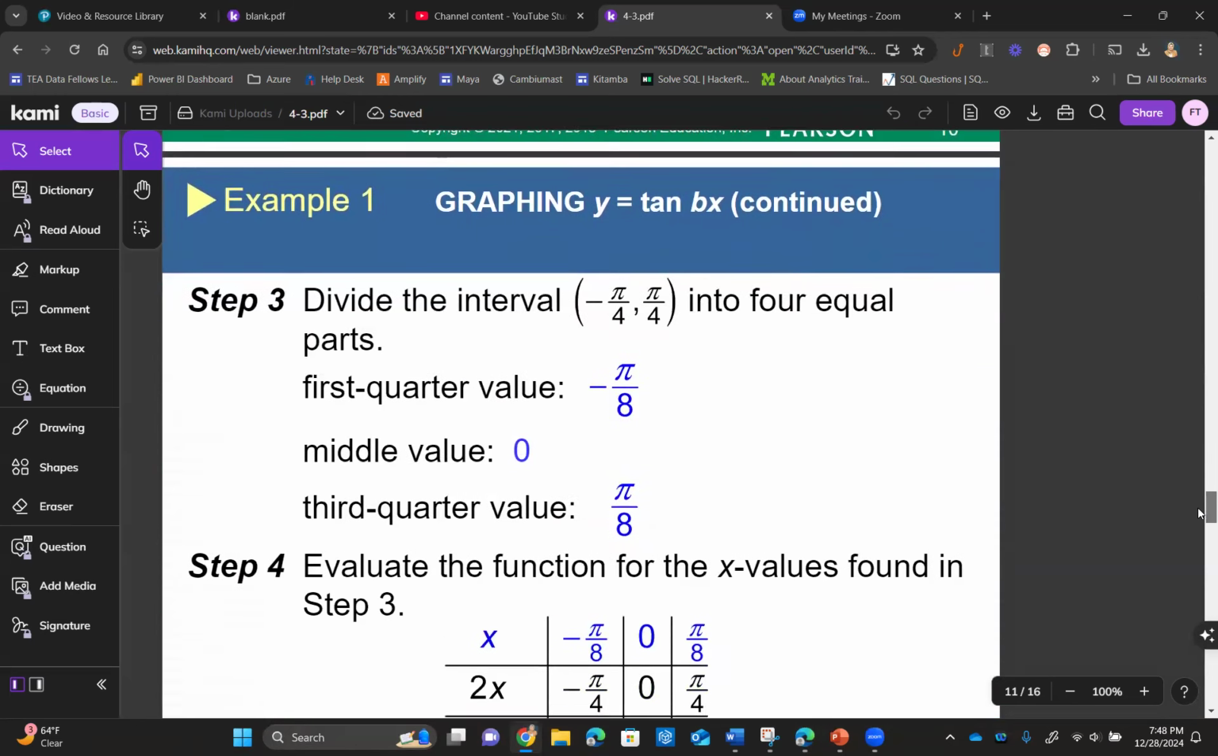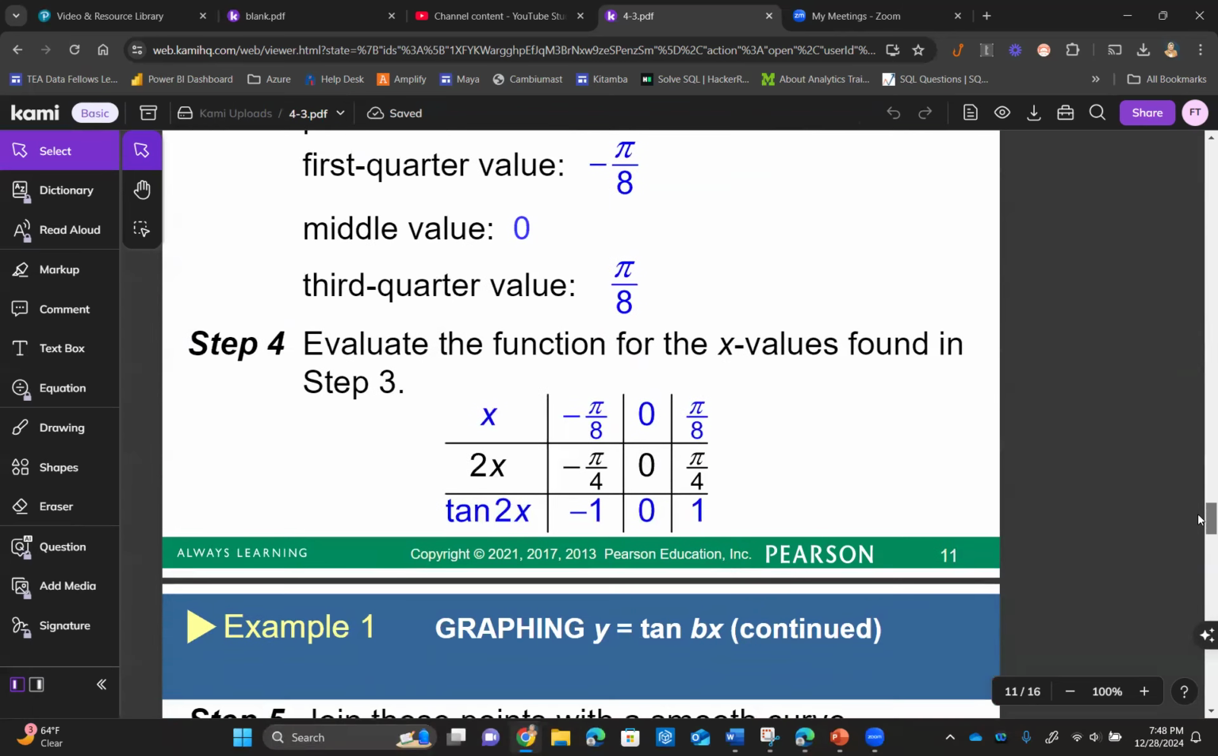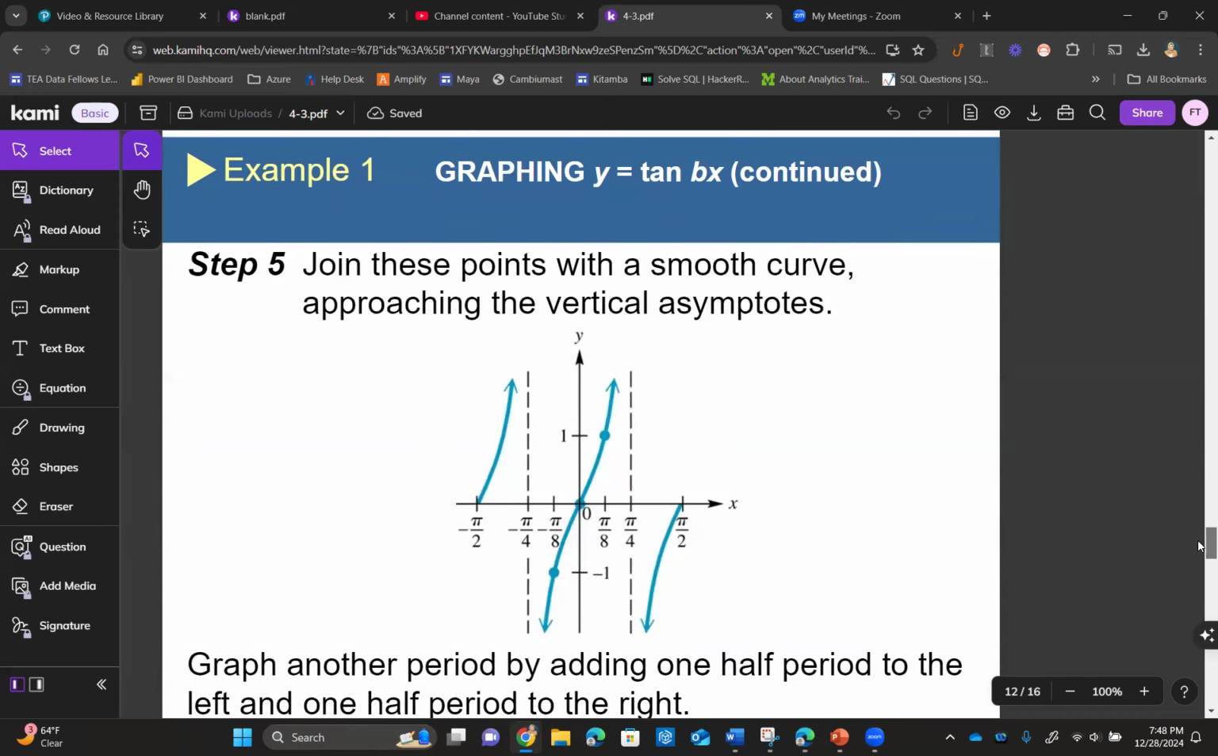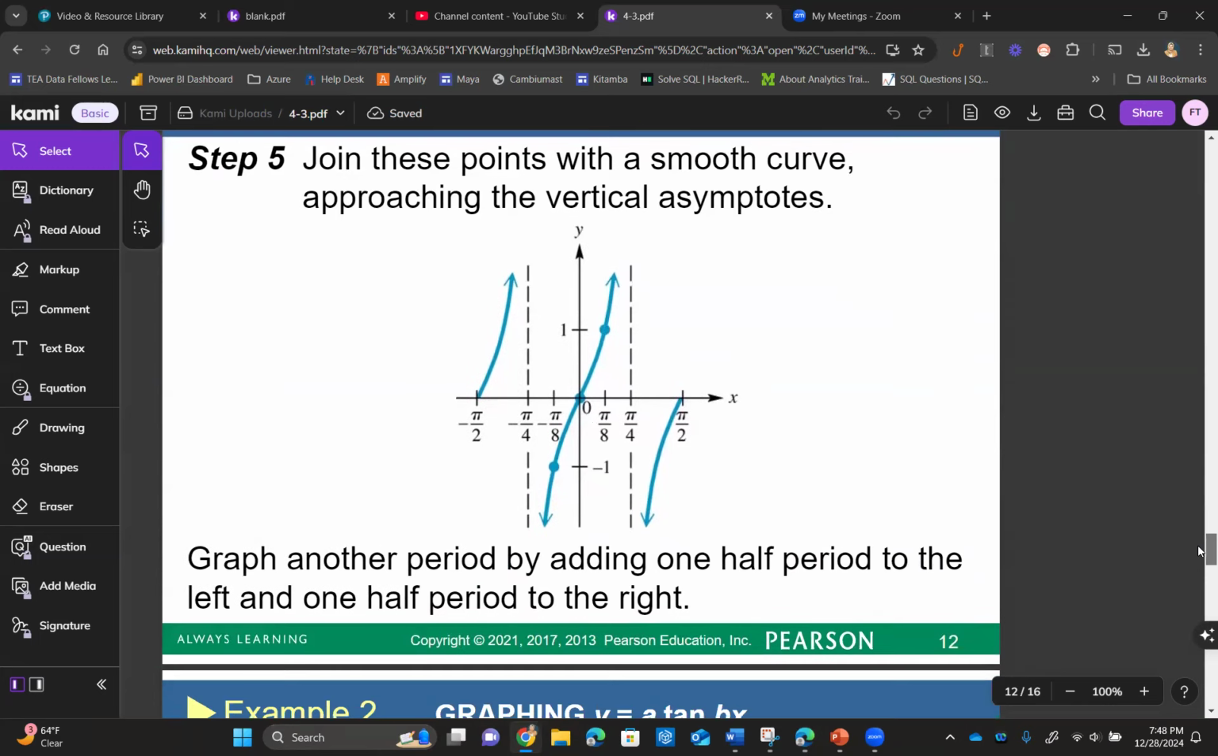And then we're going to divide the interval into 4 equal parts. So we will get negative pi over 8, 0, and pi over 8. So these are the x values, and then for 2x it will be 2 times these numbers. And then when we calculate the tangent of 2x, tangent of negative pi over 4 will be negative 1, tangent of pi over 4 will be positive 1, and this is a 0. And then when we connect these points, this is how the graph is going to look.